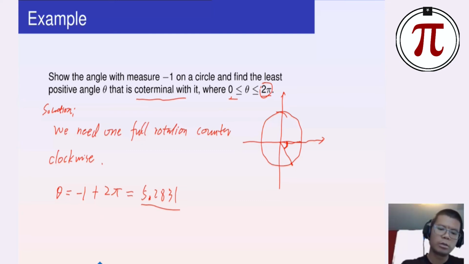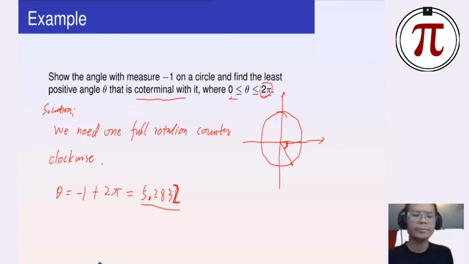All right, so you rounded it correctly. Be careful on that. 5.2832 if you round to 4 decimal places. So that's how we got it. Is this one positive, greater than 0, and also less than 2 pi, correct? Which is good.